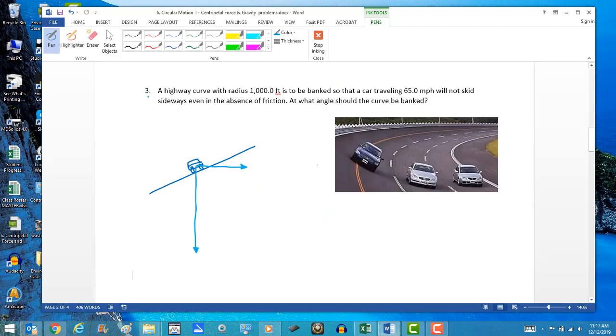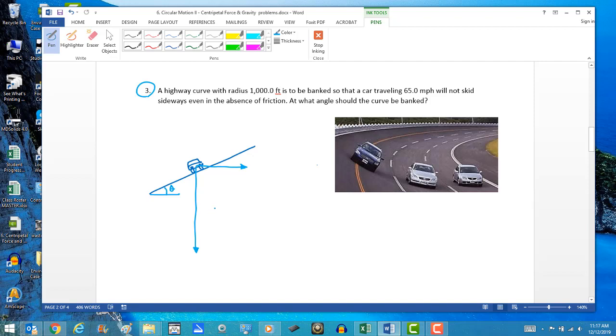Question 3 is a classic question where a car is going around a banked highway and the speed is given and the radius of the curve is given. And they're asking you to determine the optimum angle here of the bank on the curve. So the way to analyze this is draw yourself a little picture and think about the forces that are acting on the car as it's going around the curve.